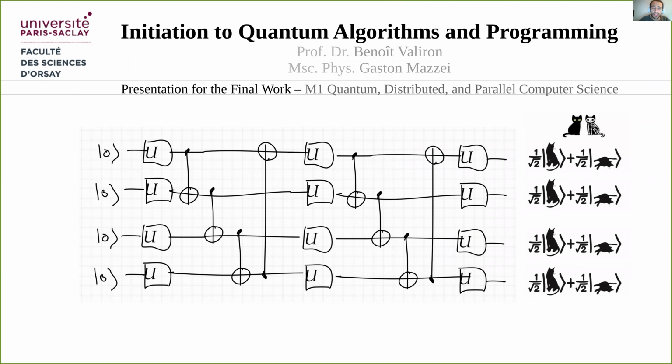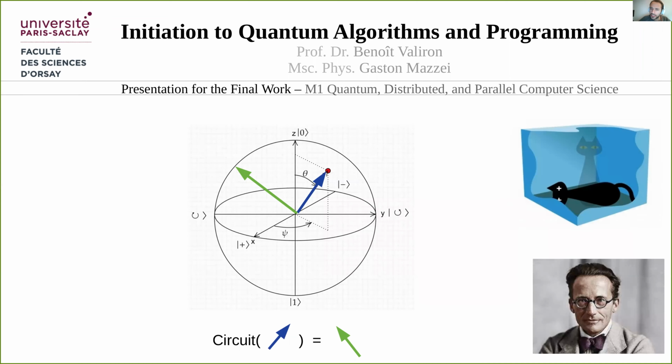This is the QAOA circuit, or at least one possible way to instantiate it. The U here are arbitrary three-dimensional rotations in the Bloch sphere, and then there are CNOT gates in order to produce entanglement. The results are probabilistic. Here is Erwin Schrödinger and his cat.